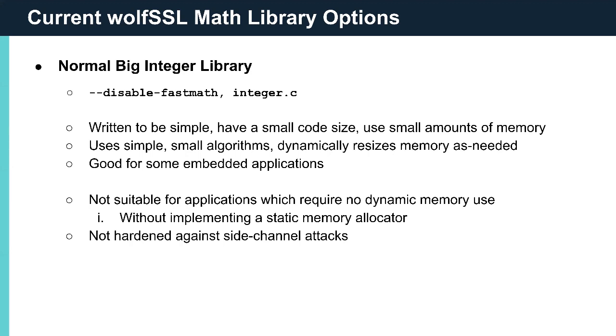So just to reiterate our current library support, we have our normal big integer library, which is located in integer.c. If you disable fast math, you're going to be using integer.c. This was written to be simple and have a small code size, use small amounts of memory. It uses a lot of dynamic memory, so it dynamically resizes memory as needed. It's good for some embedded applications, but typically we see people migrating towards one of our newer math libraries.